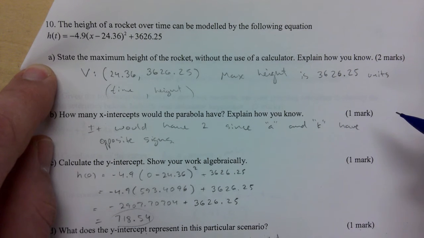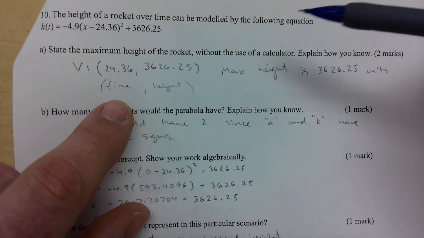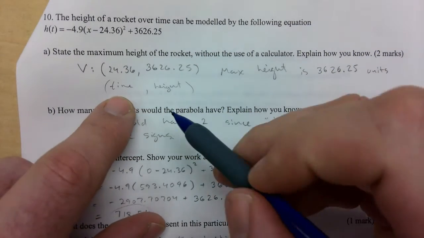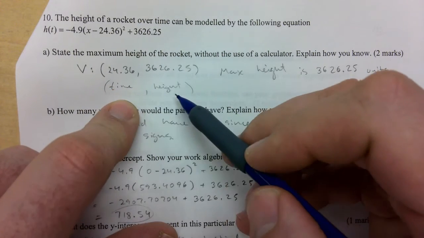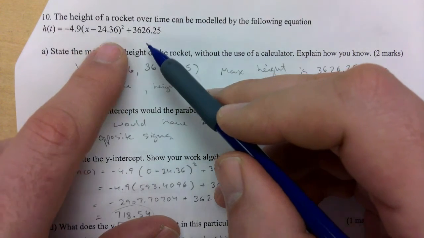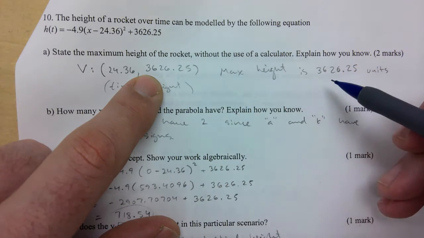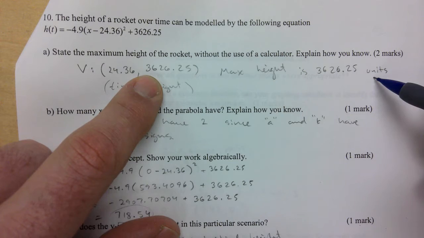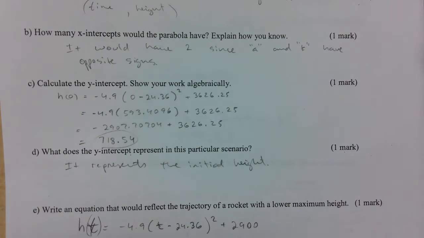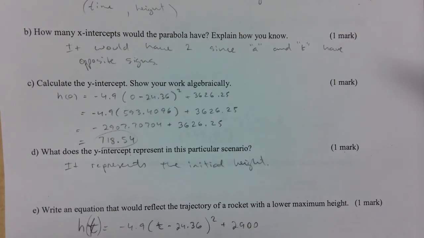So here 10 is kind of testing your knowledge of the descriptive form. State the maximum height of a rocket without the use of a calculator. Explain how you know, right? And so I was looking for something like the equation is written in descriptive form, which gives me the vertex, and it's the y value of the vertex that would, in this case, determine the maximum height, which is this. And there were no units, so if you just left it at the number or you added units, both were acceptable. How many x-intercepts would this have? And it would have 2 since a and k have opposite signs.